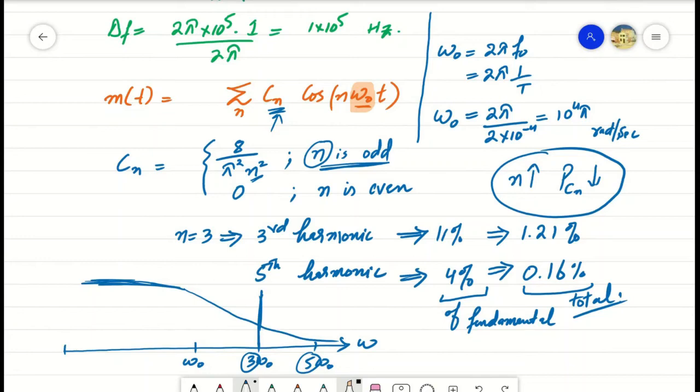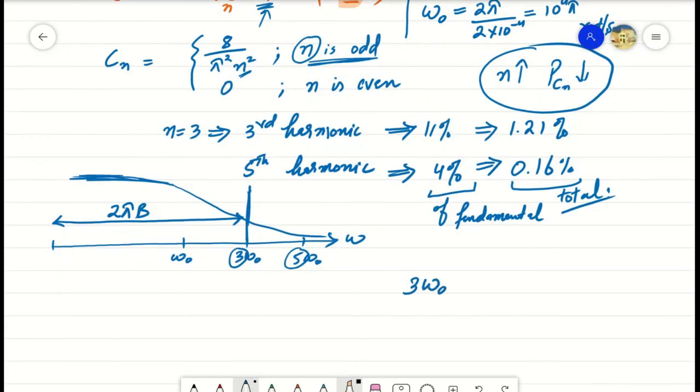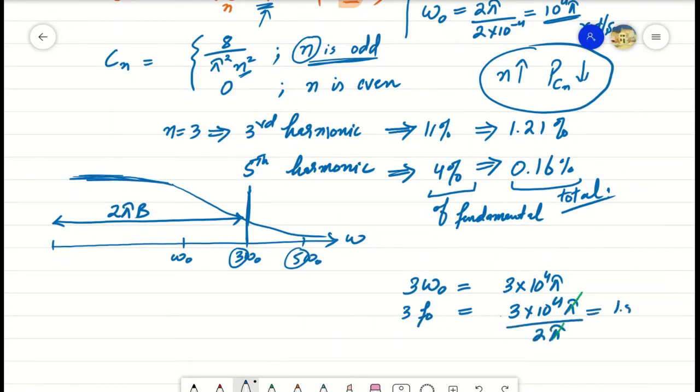We are justified in assuming the essential bandwidth of the information signal m of t, which is a triangular wave here, as the frequency of the third harmonic, that is 3 into 10 raised to the power 4 pi, where omega naught was 10 raised to the power 4 pi radians per second. So we can convert it to hertz. That is, the frequency of the third harmonic, being 3 times the fundamental frequency, equals 3 into 10 raised to the power 4 pi divided by 2 pi, which is 1.5 into 10 raised to the power 4 hertz, or 15 kilohertz.